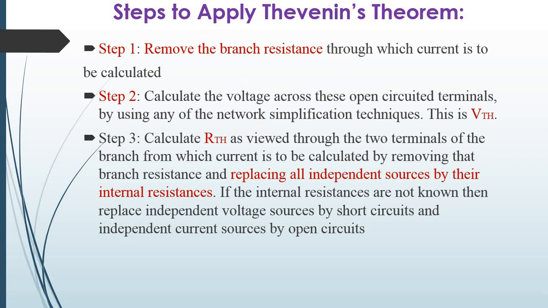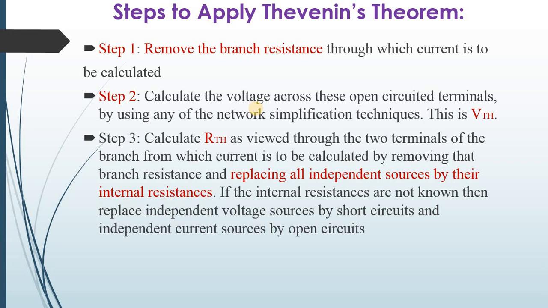First step, remove the branch resistance through which current is to be calculated. That means if you have a particular network and you have to find the current through a particular branch, first remove that branch resistance. Second step is to calculate the voltage across the open circuited terminal using any of the network simplification techniques, and this is called VTH.